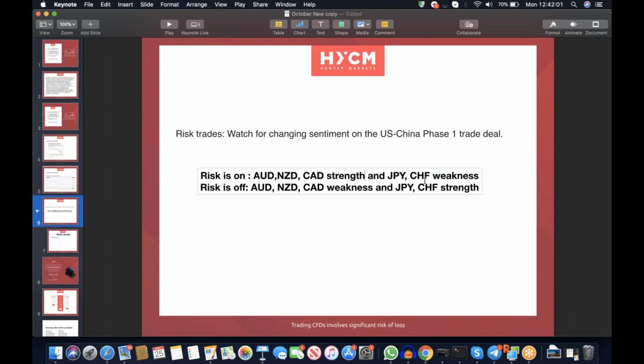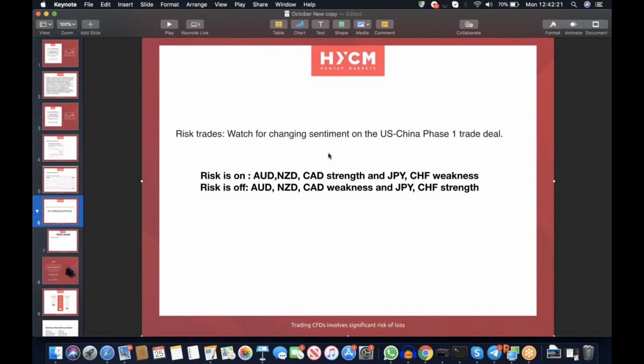Swiss franc weakness. Conversely, when risk is off, we expect the opposite: Australian dollar, New Zealand dollar, Canadian dollar weakness, and Japanese yen, Swiss franc strength. So for this coming week, this playbook is still very much in play. Keep watching for the changing sentiment.